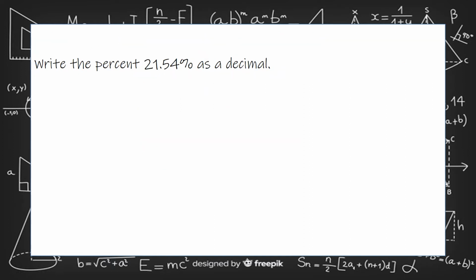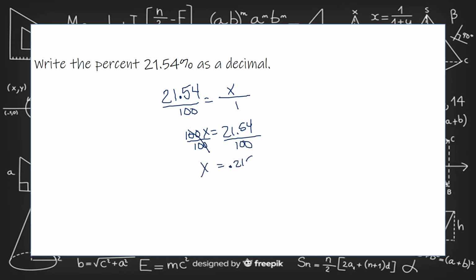Write the percent 21 and 54/100% as a decimal. So that's 21.54 over 100 equals part of 1. You could do it this way. So do 100x equals 21.54 and divide both sides by 100. And you get 0.2154. You could also say I'm changing a percent to a decimal, so you're going to take the decimal and move it 2 spots to the left. And it does end up there. So you could do either of those options.